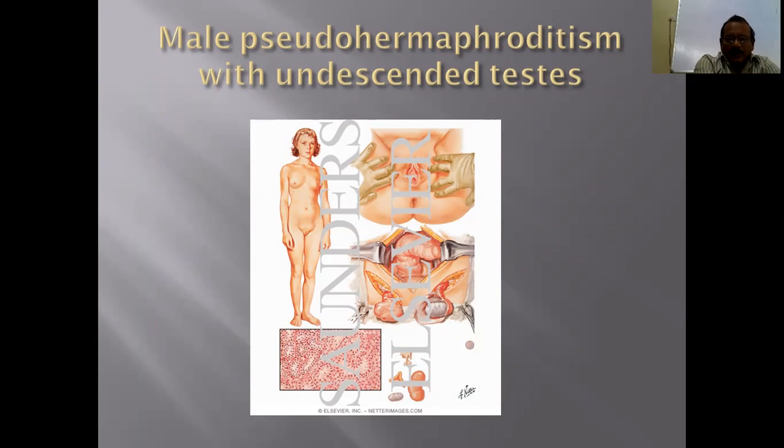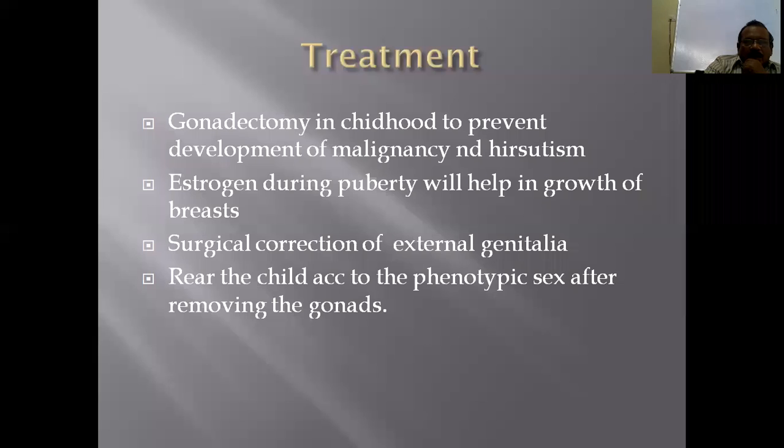As soon as we diagnose testis, either in the abdomen, the inguinal region, or in the labia, we have to remove the testis surgically. Otherwise, they are going to land in for malignancy. So, as soon as we diagnose, we must remove the testis, otherwise they will turn into malignancy. Treatment is gonadectomy in childhood to prevent development of malignancy and hirsutism.